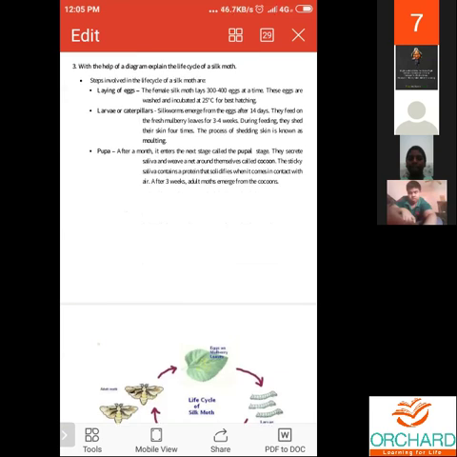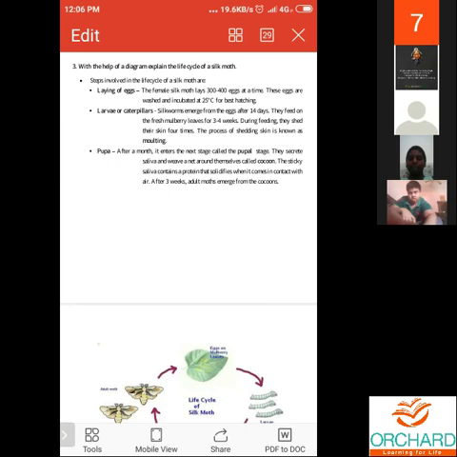First, it lays eggs. So a female moth will lay 300 to 400 eggs at a time, and they are washed and incubated at 25 degrees Celsius for best hatching. Then after 14 days, the eggs hatch and the larvae or the caterpillar comes out, which will start feeding on the mulberry leaf for a month. And during the feeding process, it sheds its skin 4 times, and that process is called molting. The process of shedding skin is called molting.